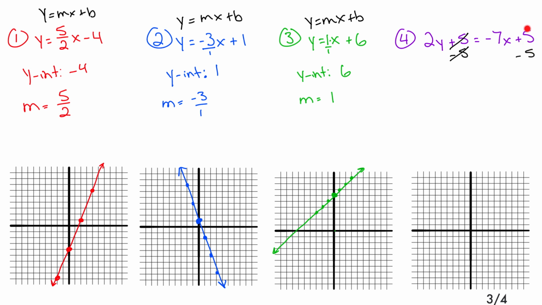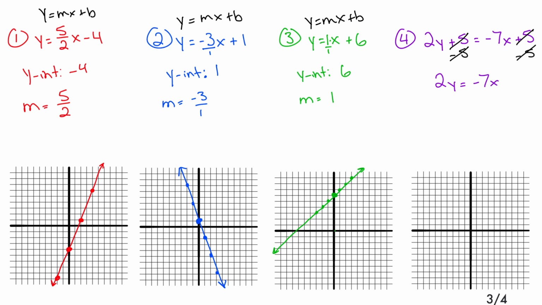It is not given that this has to be a 5. This could have been like a plus 2, in which case this would turn into negative 3. But in this instance, the 5 actually cancels on both sides, leaving us with 2y is equal to negative 7x.